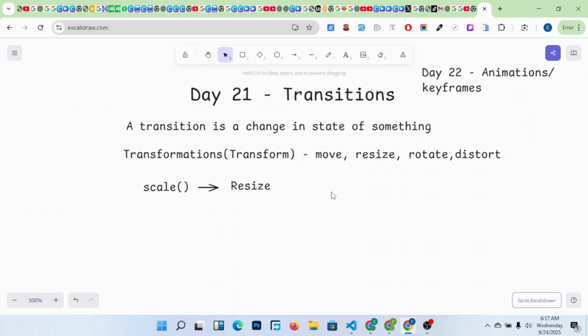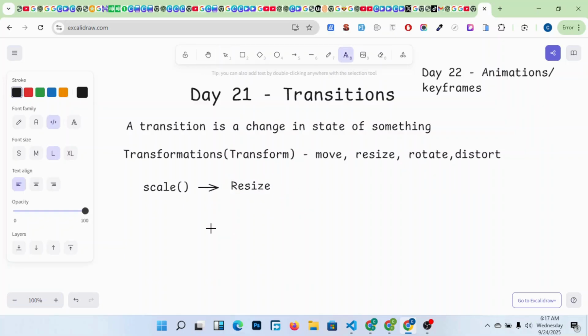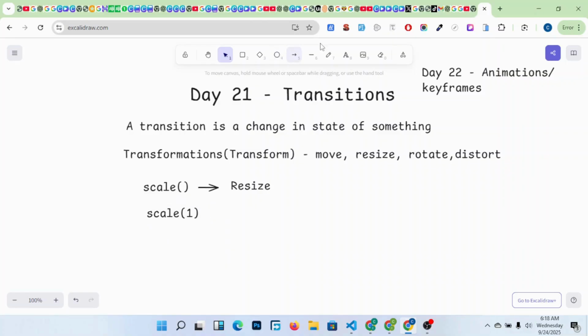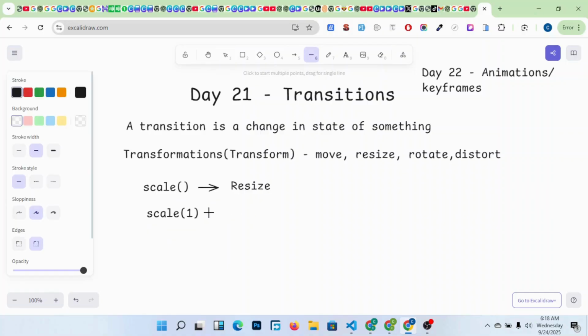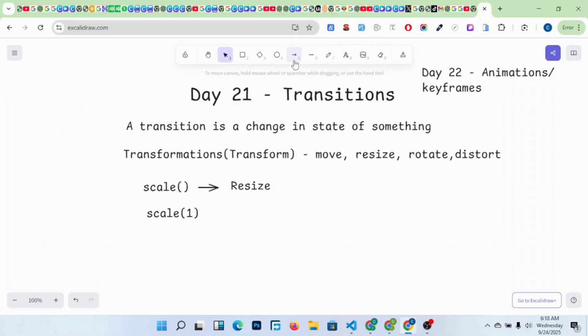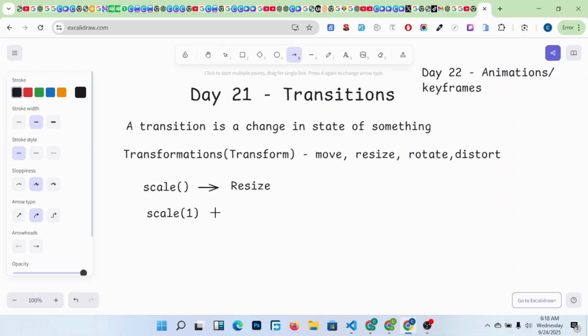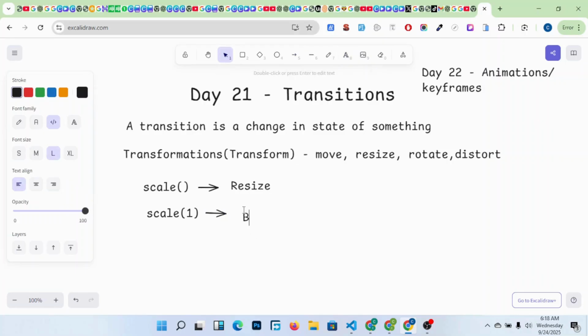I want you to note something: by default, everything you see on the browser is by scale 1. By default, each and everything that you see is scale 1. Note this very well.